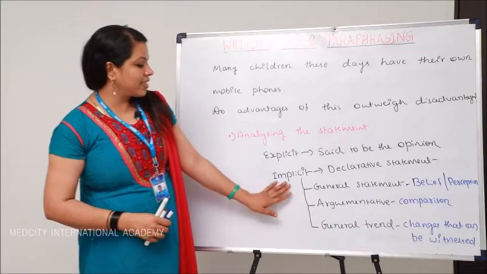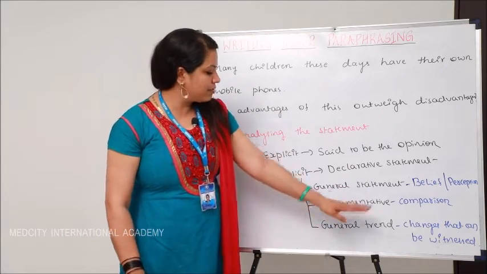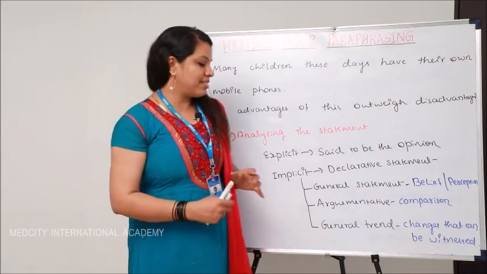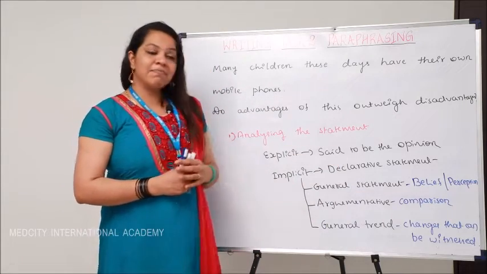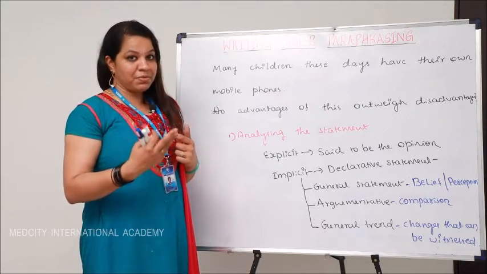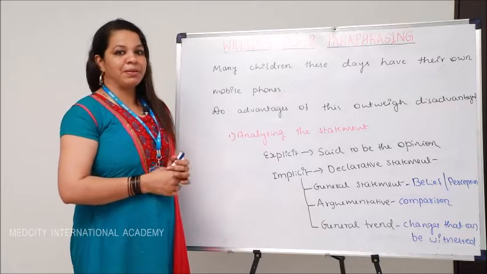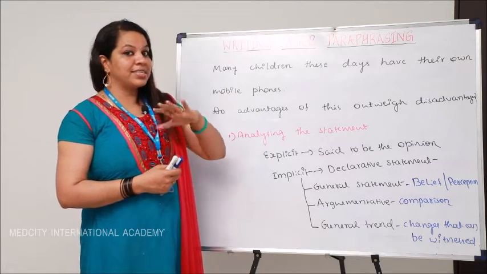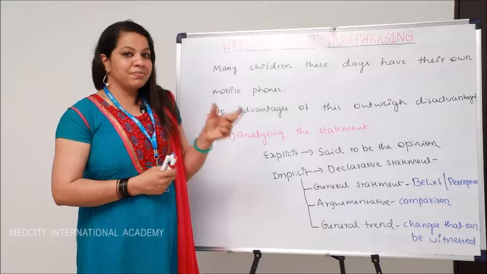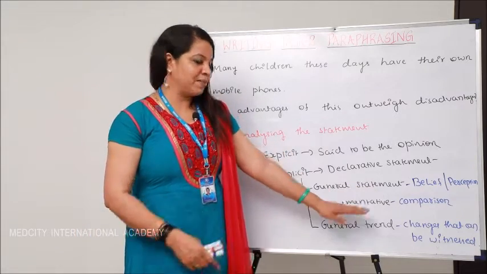And in implicit, again there are 3 different types. One is general statement, second one is argumentative, and final one is general trend. So general statement is a sentence that is about the belief and perception of people, not exactly the opinion, but the belief and perception of people. For example, Taj Mahal is a beautiful building. So this is just a perception of people, right? So such statements are called as general statement.